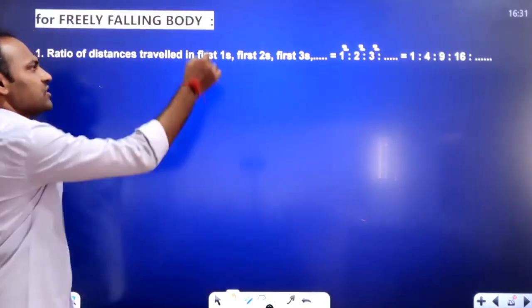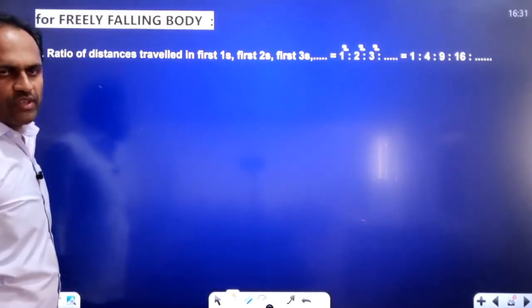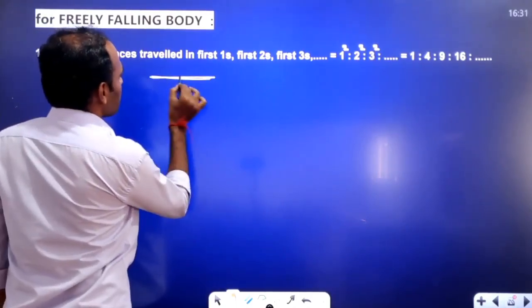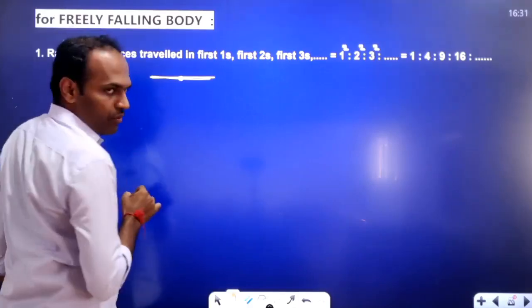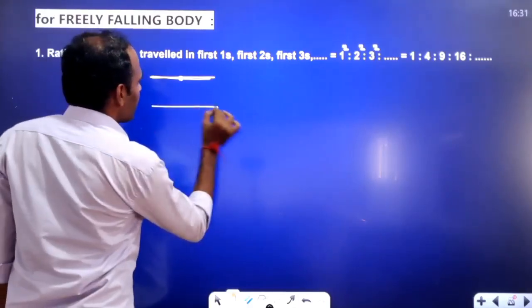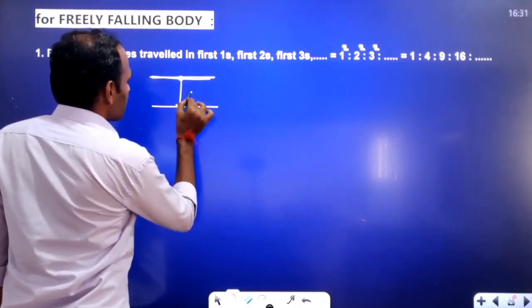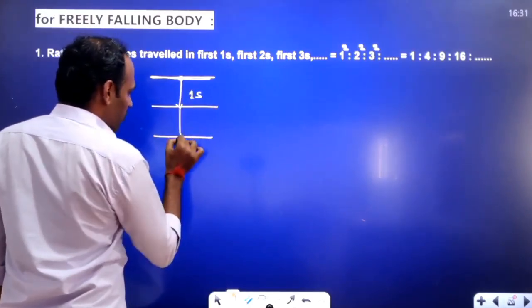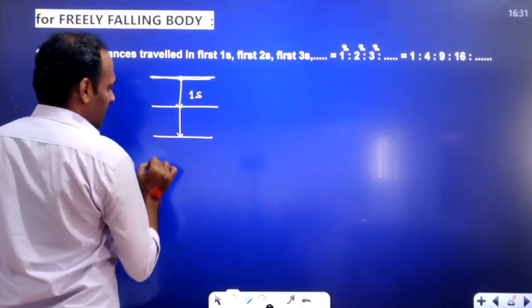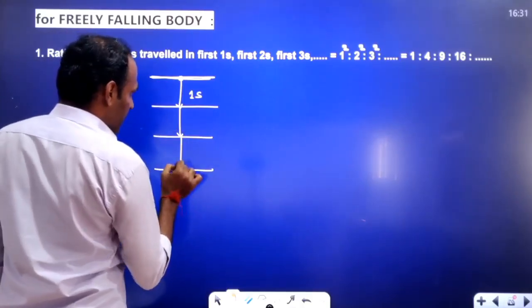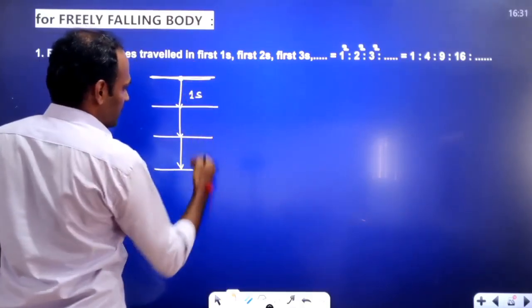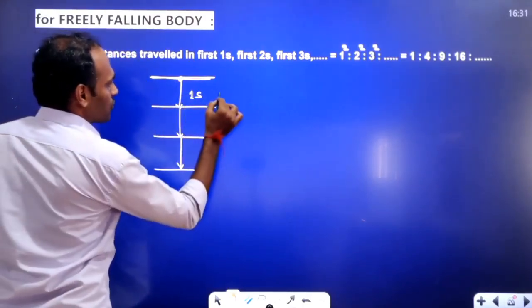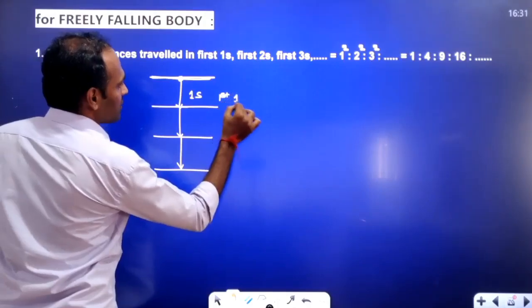What do first second, first 2 seconds, first 3 seconds mean? See, if I drop the body from this point, and let me say here 1 second will pass. Here 1 more second, and here one more second. So this is the journey of 1 second, 1 second, 1 second. First 1 second means from the starting point to this point.